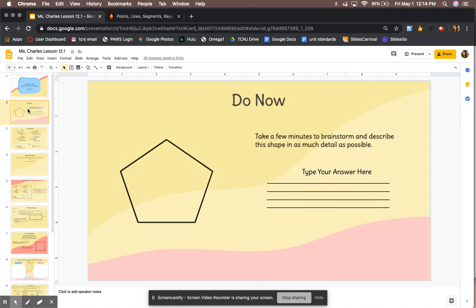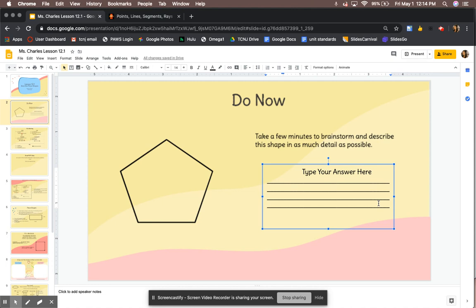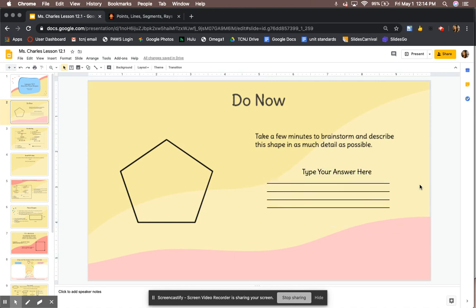To start off, we're going to be doing this Do Now, and it says take a few minutes to brainstorm and describe this shape in as much detail as possible. So we're talking about this shape right here. In order to answer this, you're going to click, highlight, and then you can type in your answer, whatever it may be. This is only supposed to be a quick little activity just before we get the lesson started. It could take at most 5 minutes, and then once you're done, you can go on with the lesson.